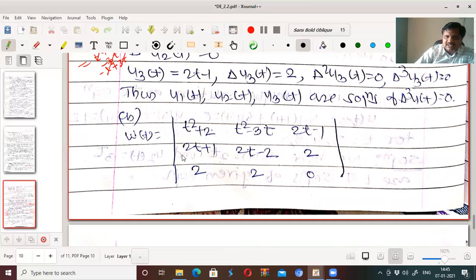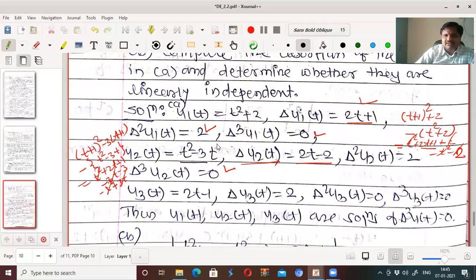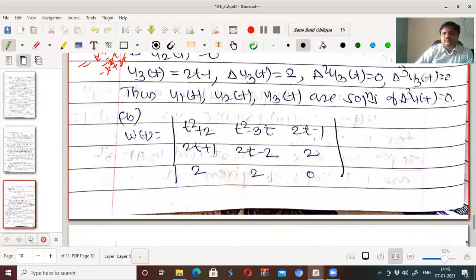Why? Because delta u1t, you have already found, is 2t plus 1. Delta u2t is 2t minus 2 and delta u3t is 2. So that will be the second row. What will be the third row? Delta square u1t is 2, delta square u2t is 2 and delta square u3t is 0. So that is it.